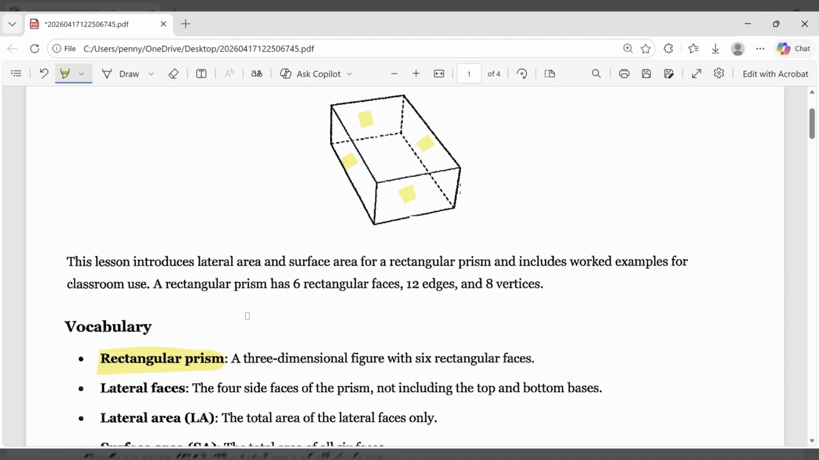All right, lateral faces are the 4 faces of the prism. In other words, that's all of your sides, but it does not include your top and your bottom. That's what we call lateral. Once you add the top and the bottom, then you're talking about the surface area of a prism.